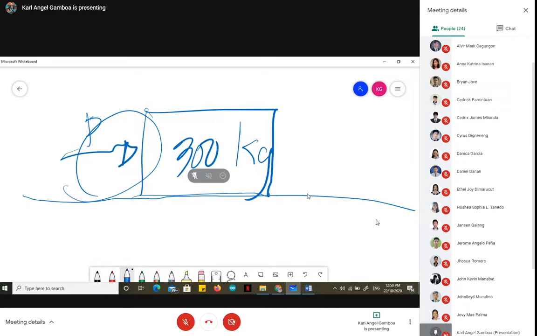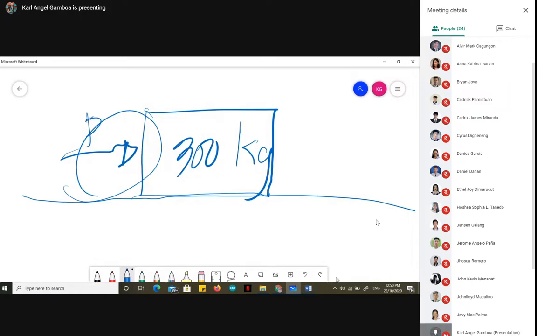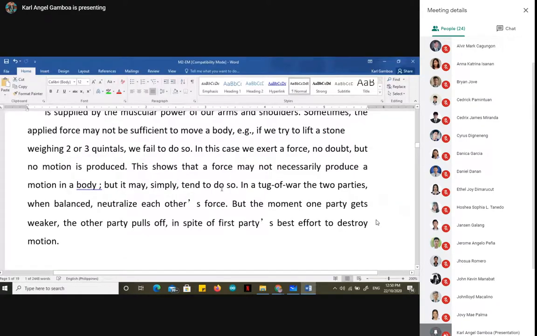So, even though such, there is still applied force. Kasi baka sabihin nyo, sir, hindi naman gumalaw. Ibig sabihin, sir, walang force applied? No. Much greater kasi yung meron dito kesa sa'yo. Ganun naman, guys. Pag mas lamang siya sa'yo, wala kang laban. Okay? In this case, we exert the force, no doubt, but no motion will be produced. Try mo lang itulak yung klase mong mataba, di ba? Kung siya ay mas mataba sa'yo, for a very, very much value, hindi yan gagalaw kahit anong mangyari. This shows that the force may simply tend to do so.